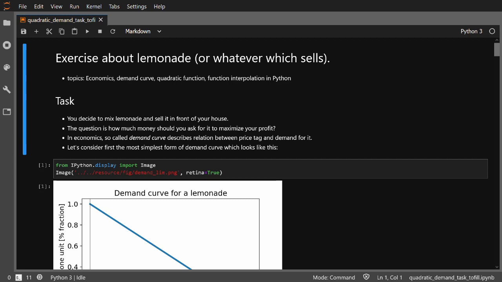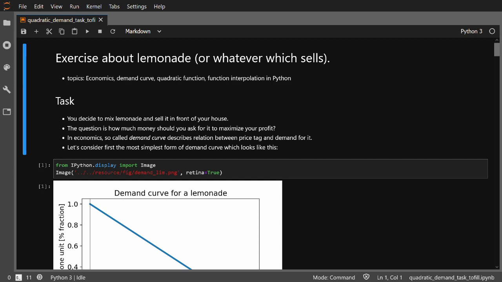Hello Paimarats, welcome to the solution of the exercise about selling lemonade, which is an economical one where we are going to look into a demand curve, quadratic functions, and I'm also going to show you how to interpolate functions in Python. Let's do it.